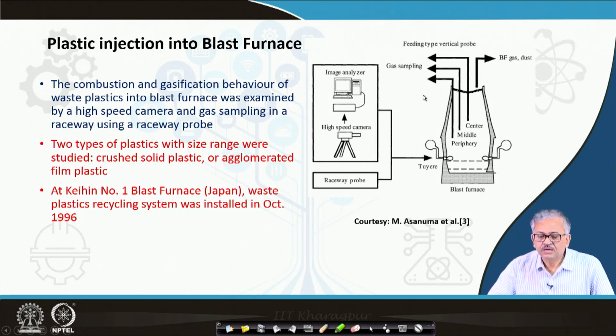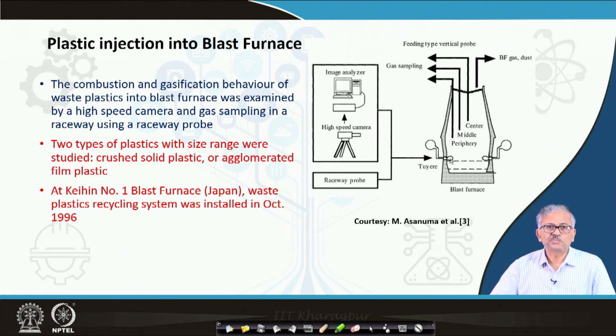And then they are doing gas sampling, and blast furnace dust sampling. You can see the gas sampling in different locations: the central location, the middle location and the periphery location. All three locations they are monitoring, to see what type of gas is coming. They basically measure the different lighter hydrocarbons like C1 to C4, methane, ethane, butane, all these things, as well as the tar, how much tar is coming, and also how much off gas is coming. And then they have rigorously studied the combustion phenomena of the plastic in the raceway.